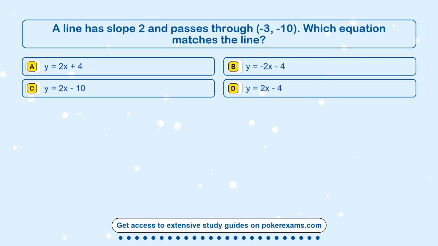Question 14. A line has slope 2 and passes through -3, -10. Which equation matches the line? Option A y equals 2x plus 4. Option B y equals -2x minus 4. Option C y equals 2x minus 10. Option D y equals 2x minus 4.